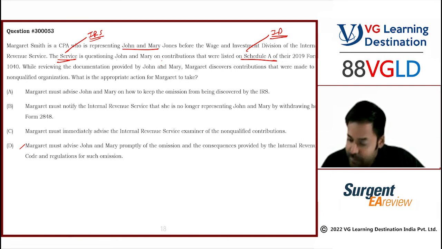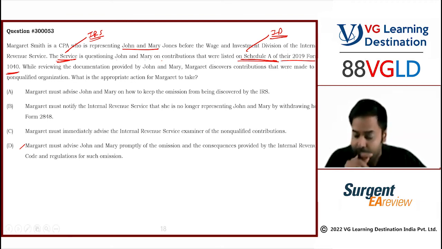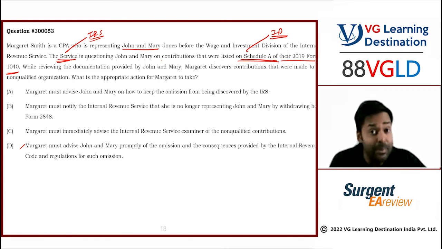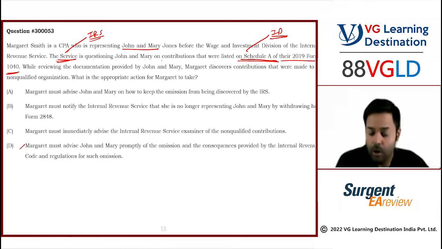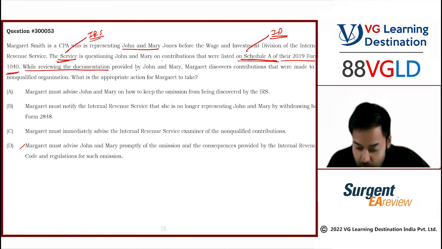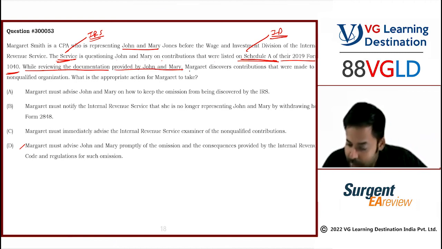So the IRS is questioning John and Mary on the contributions that were listed on Schedule A of their Form 1040. So in the itemized deductions, right? You remember the format, we're talking about itemized deductions. While reviewing the documentation provided by John and Mary, Margaret discovers the contributions were made to non-qualified organizations, guys.